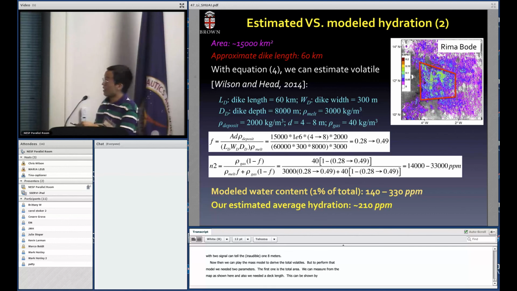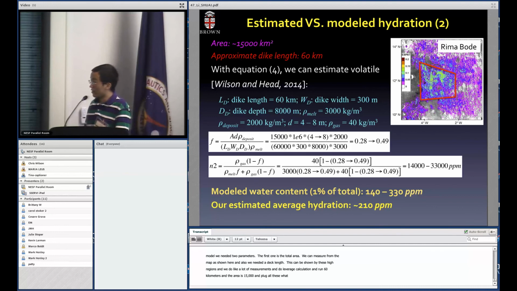Plugging all these parameters into the equation, we can calculate the melt fraction is around 28 to 49%. Then we can calculate the total volatile concentration is around 14,000 to 33,000 ppm. If we still assume only 1% of these are water, it will be 140 to 340 ppm. Our estimation, again, is 210, so it falls within the range very well.